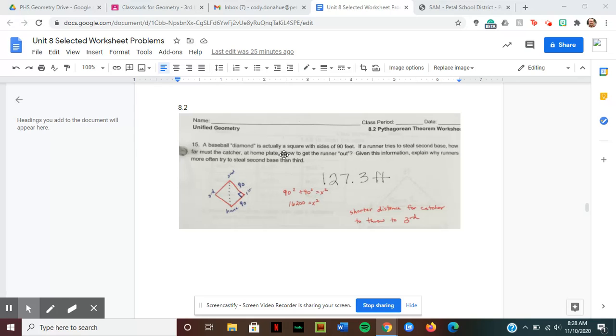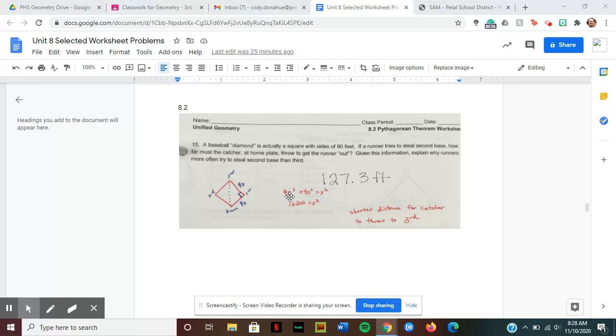So if I'm going to use the Pythagorean theorem, I can set it up as 90 squared plus 90 squared is equal to x squared. And x squared is going to represent this dotted line. Okay, so x squared is going to represent the distance from home to second base.